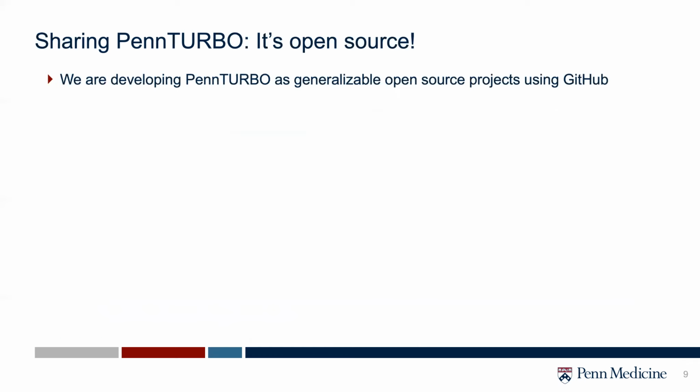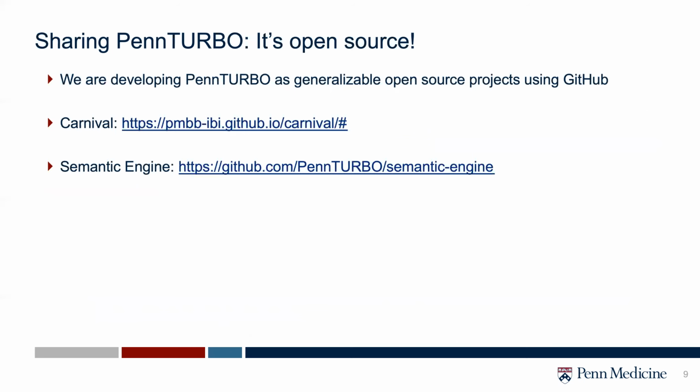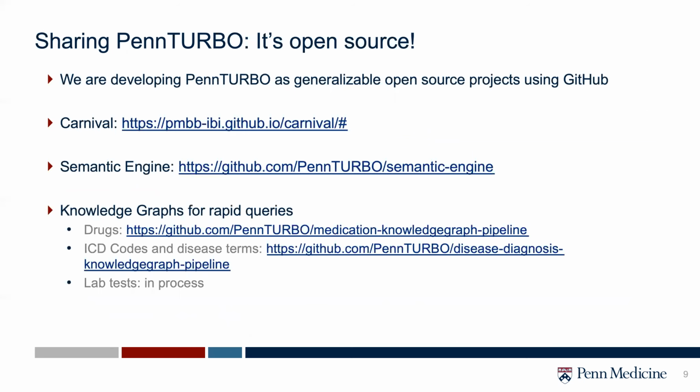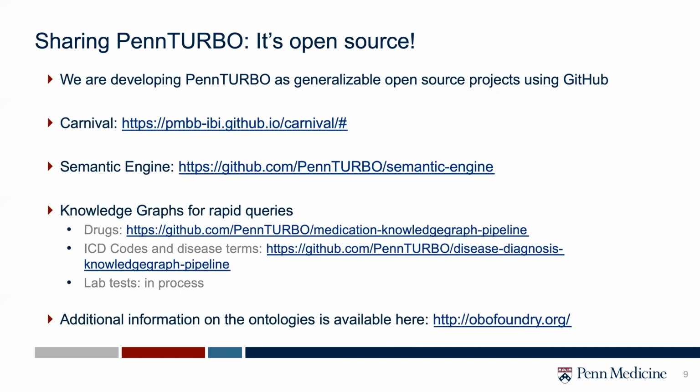So the nice thing about PennTURBO is it's open source. We are developing PennTURBO as a generalizable open source project using GitHub. And these components include Carnival, the semantic engine, and knowledge graphs for rapid queries. As of right now, we have knowledge graphs for drugs, ICD codes and disease terms, and we are working on the lab test knowledge graph. Additional information on the ontologies is available at obofoundry.org.